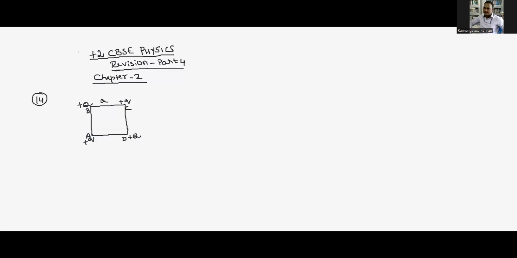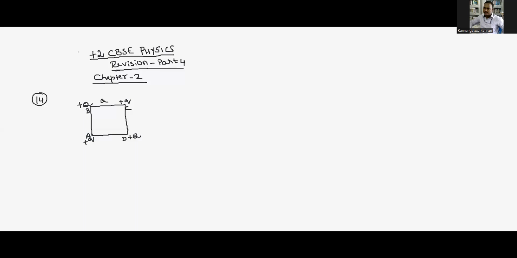So we are supposed to do sum number 14 now. Sum number 14: four point charges, small q, capital Q, and small q, are placed at the corners of a square of side A as shown in the figure. So this is the diagram.